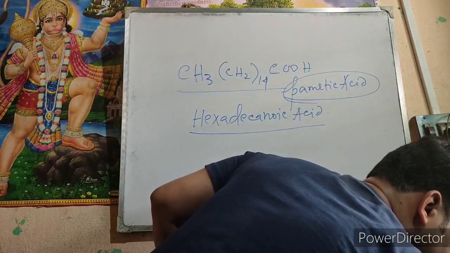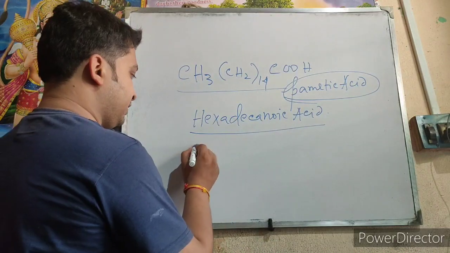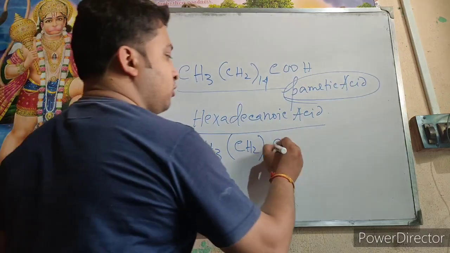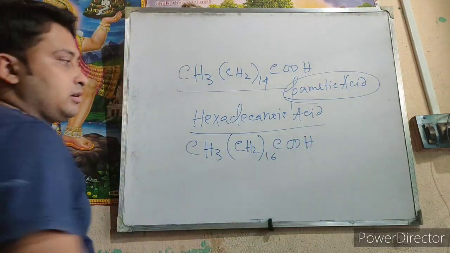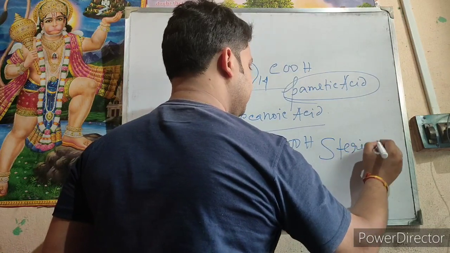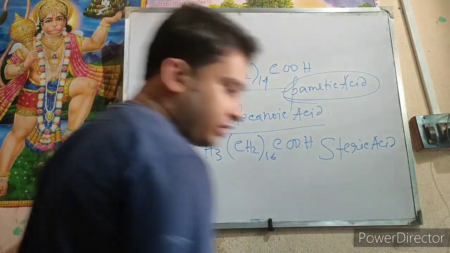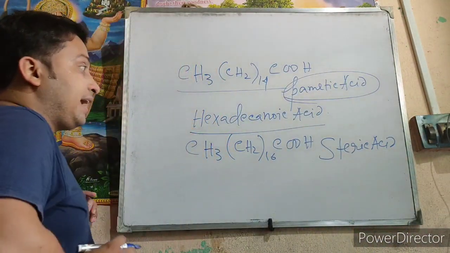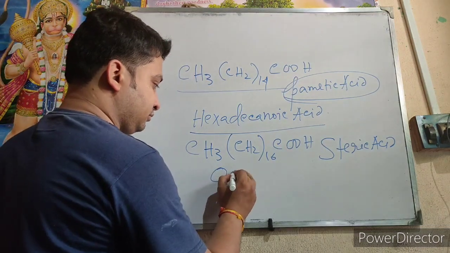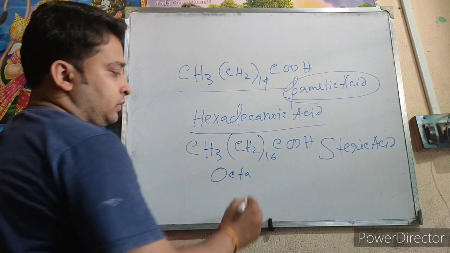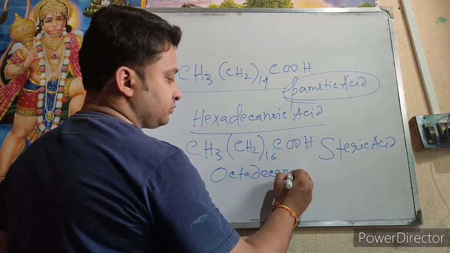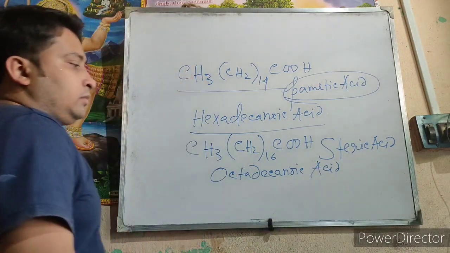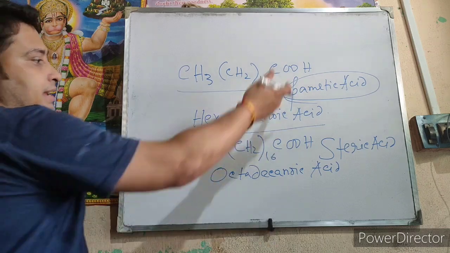Now take another example. It is CH3, CH2 16, and then COOH. This is called stearic acid. Okay. So stearic acid, or you can write it octadecanoic acid. Octadecanoic acid. So palmitic acid, stearic acid.